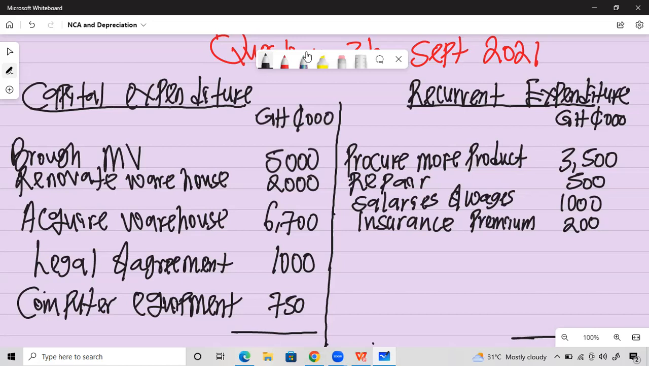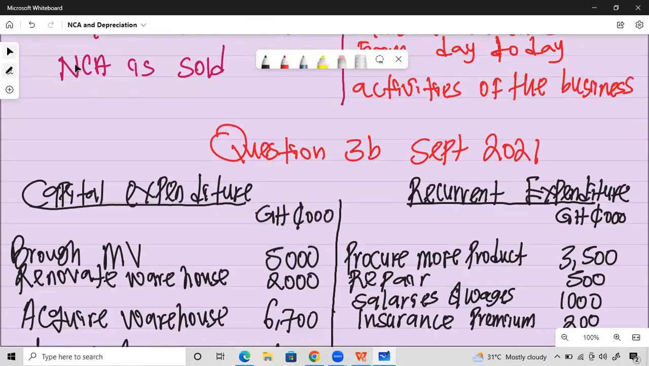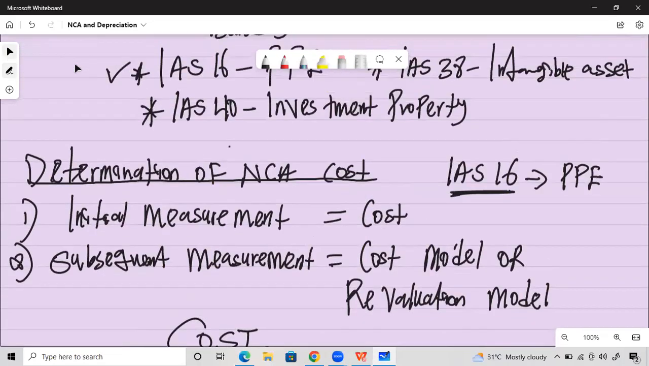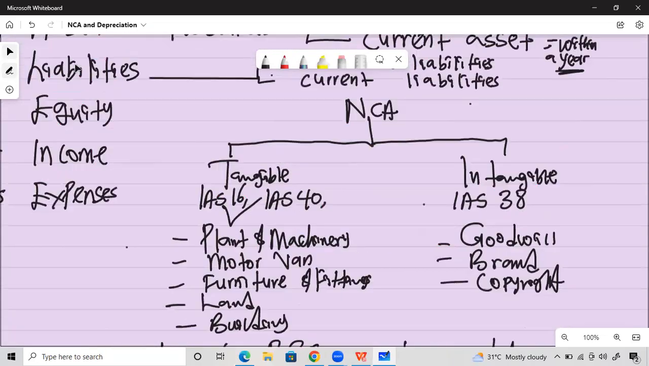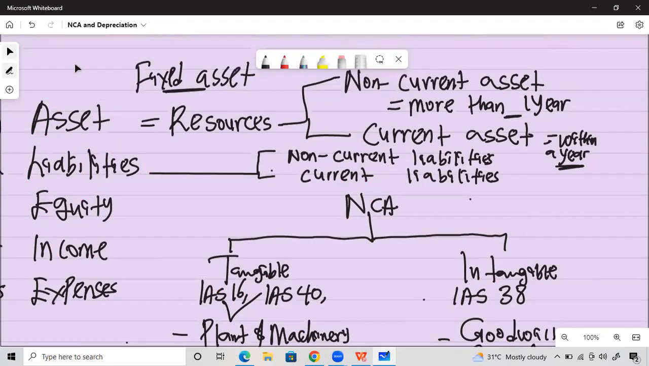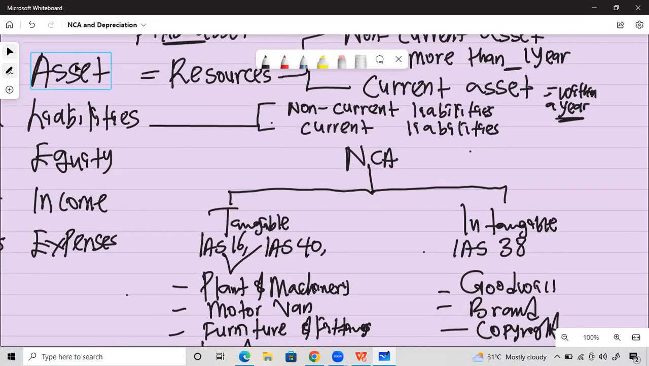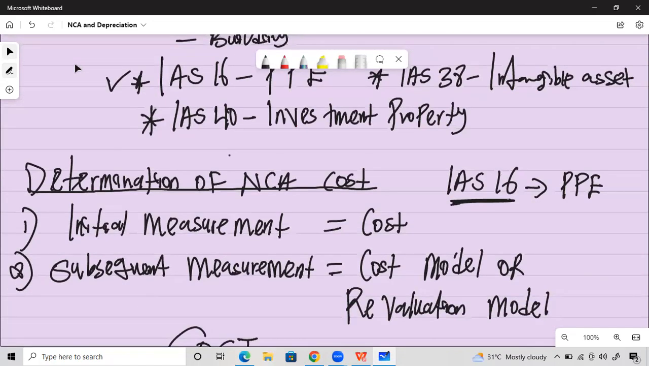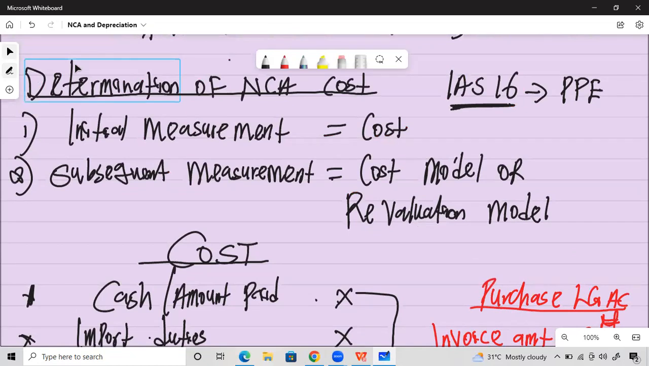We are talking about assets. Assets are resources controlled by an entity as a result of past events, from which future economic benefit is expected to flow in. Assets are divided into two: current assets and non-current assets. Non-current assets are further divided into tangible and intangible. How do we determine the cost? Initial measurement is at cost. The subsequent measurement, which is not at our level, is what?